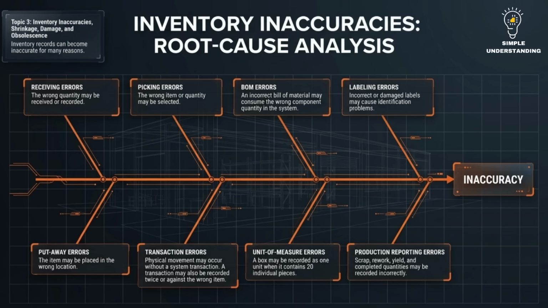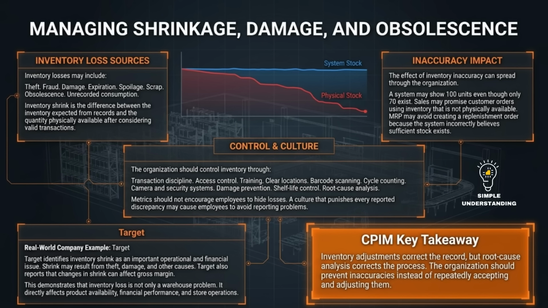BOM errors: an incorrect bill of material may consume the wrong component quantity in the system. Unit of measure errors: a box may be recorded as 1 unit when it contains 20 individual pieces. Labeling errors: incorrect or damaged labels may cause identification problems. Production reporting errors: scrap, rework, yield, and completed quantities may be recorded incorrectly. Inventory losses may include theft, fraud, damage, expiration, spoilage, scrap, obsolescence, and unrecorded consumption.